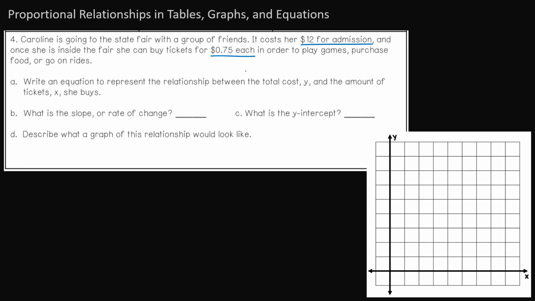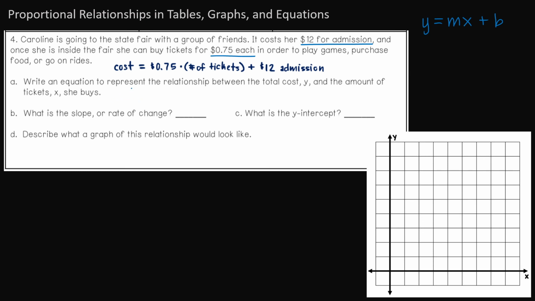So, when we write this equation, here's what I'm thinking. I'm thinking that the total cost is going to equal 75 cents times the number of tickets plus $12 admission. And this is set up exactly like the equation form we were talking about earlier. Y equals mx plus b, where m is the slope or the rate of change, and b is the y-intercept or starting value. So we can set up our equation exactly like that.